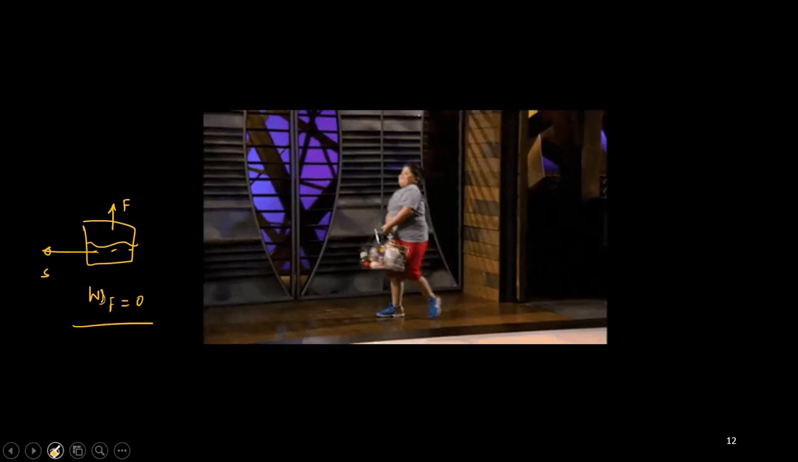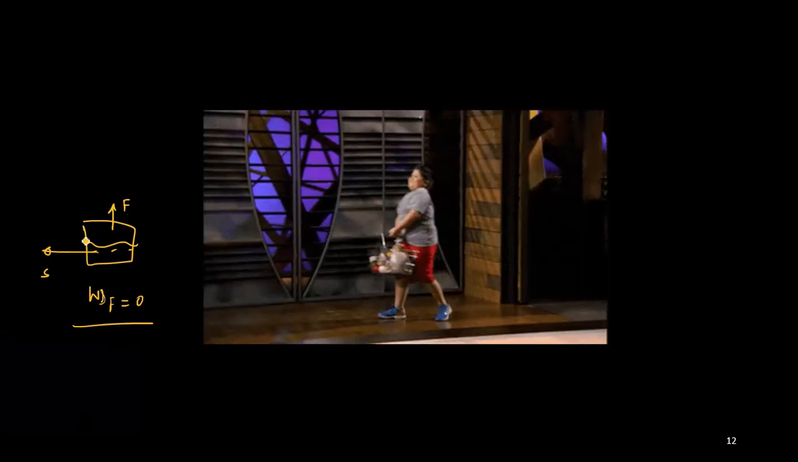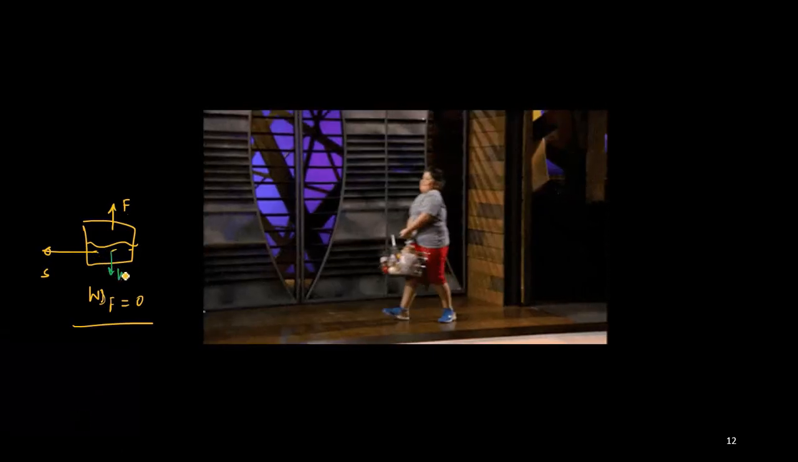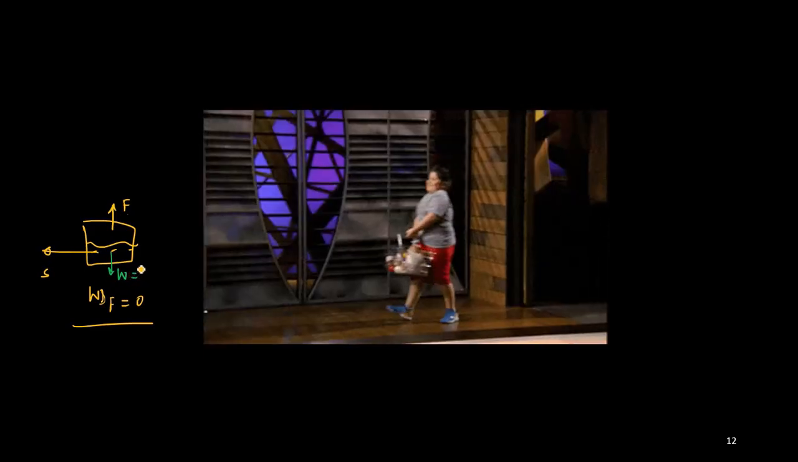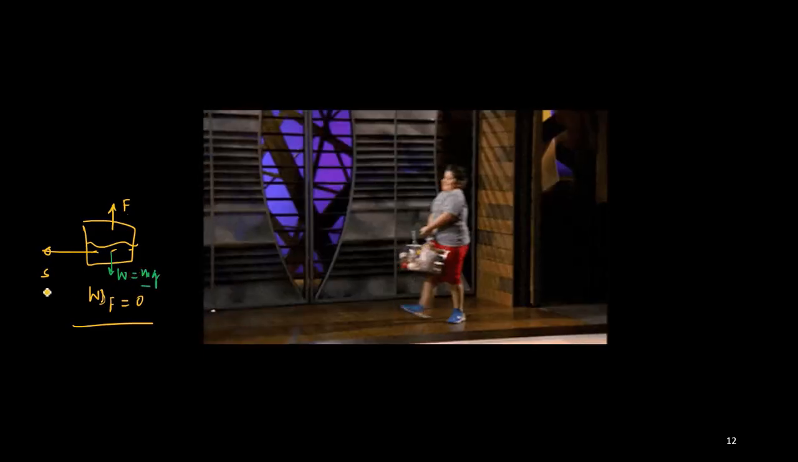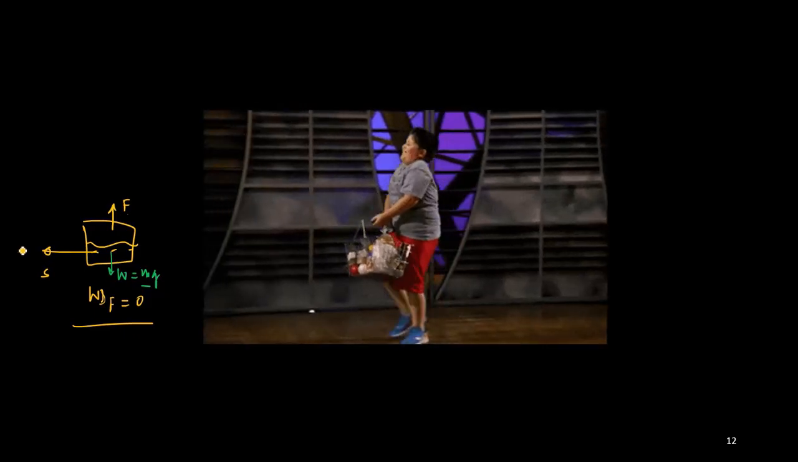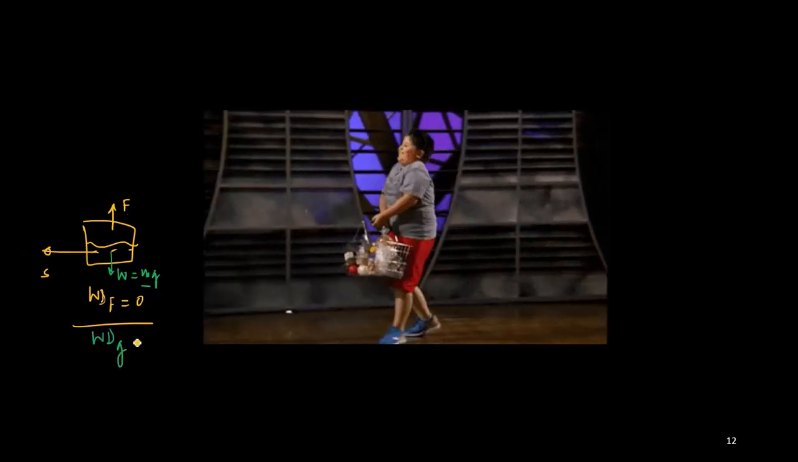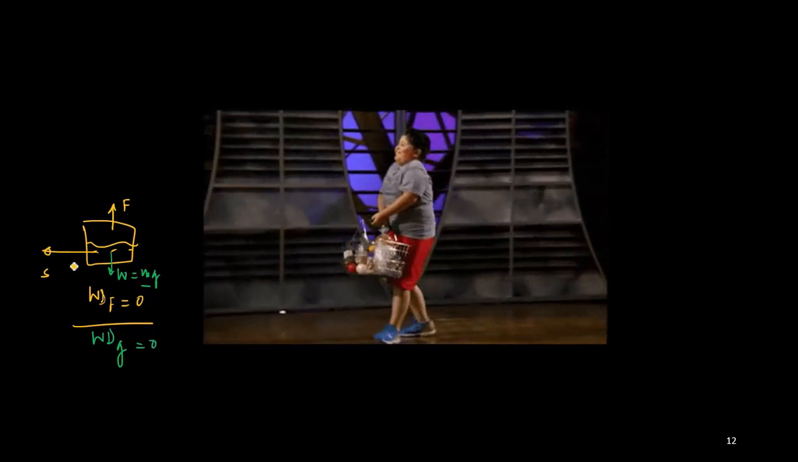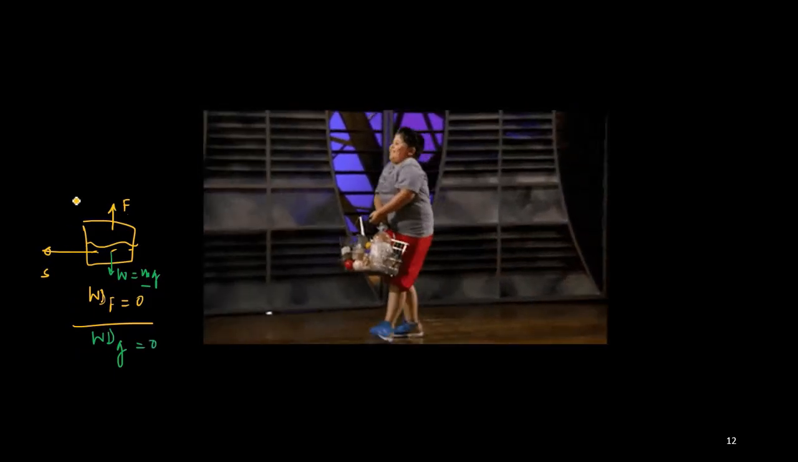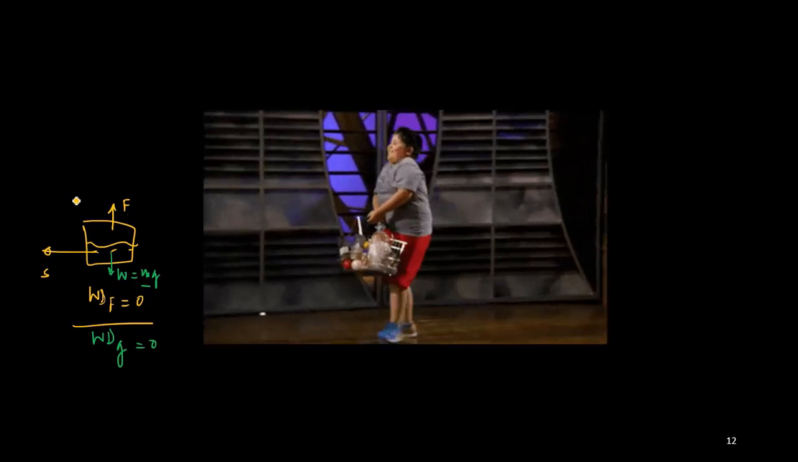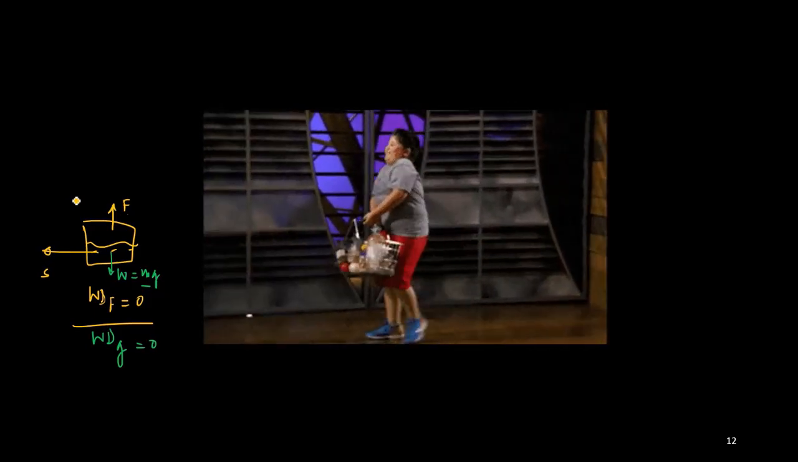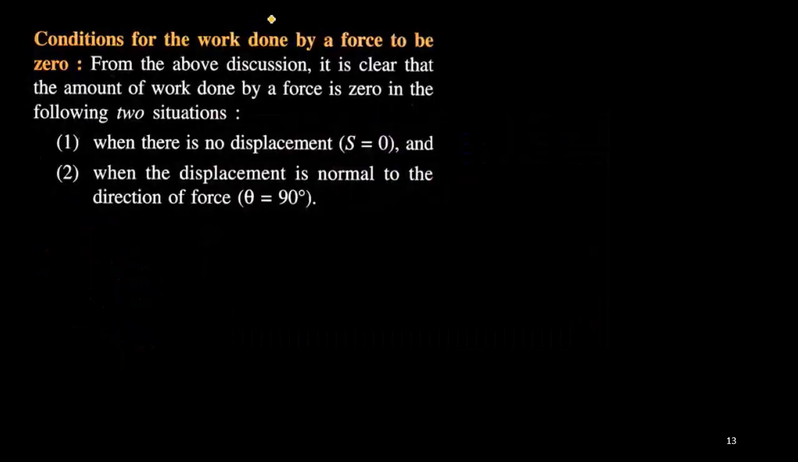Similarly, another force is acting here, which is the weight of the bucket, W, equal to mg. For this mg force, again the displacement is at 90 degrees, so the work done by gravity is also 0. So every time you have to understand the situation: what is the force and what is the direction. Depending on that only, you can calculate the work.